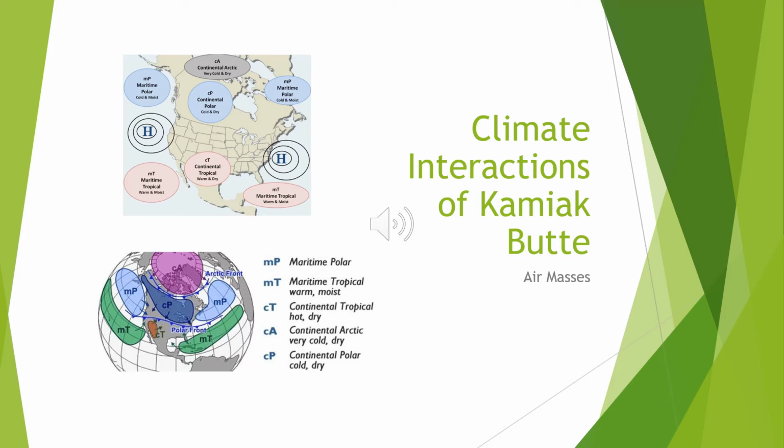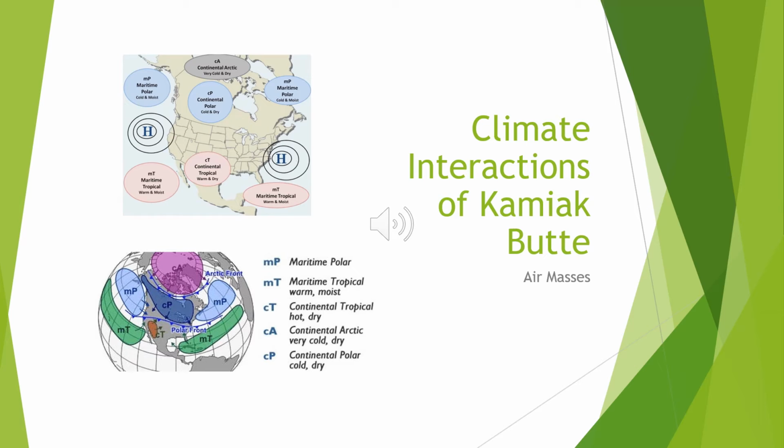Climate interactions of Kamiak Butte. Air masses. Air masses can be described as a massive amount of air with the same pressure, temperature, and humidity throughout the air mass. An air mass has the potential to reach an area of hundreds of miles. The massive amounts of square miles an air mass can cover will affect the climate and weather of the area covered by the air mass.